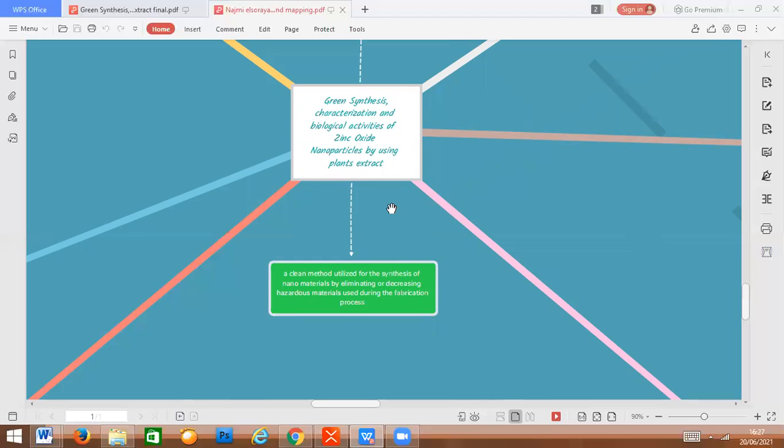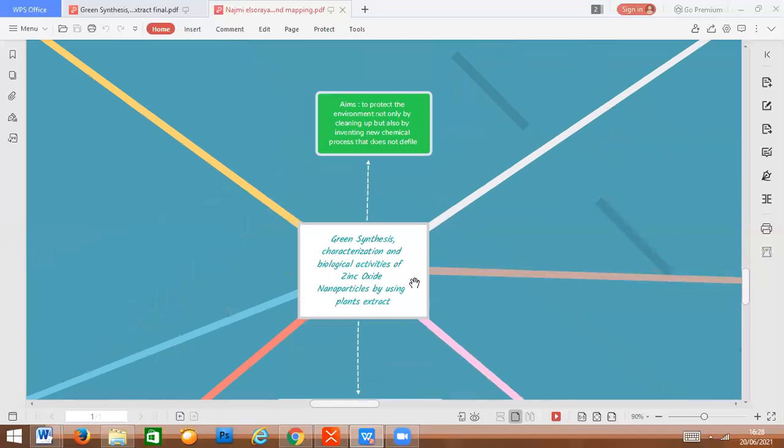After I read some journals, I found that green synthesis is a clean method utilized for synthesis of nanomaterial by eliminating or decreasing hazardous material used during the fabrication process. This is the definition of green synthesis. So, many researchers did experiments about green synthesis, especially for nanoparticle.